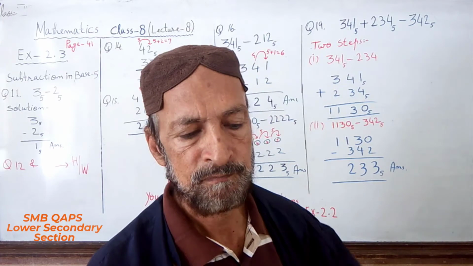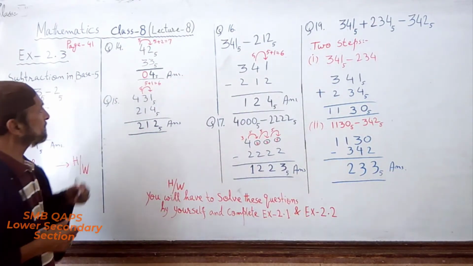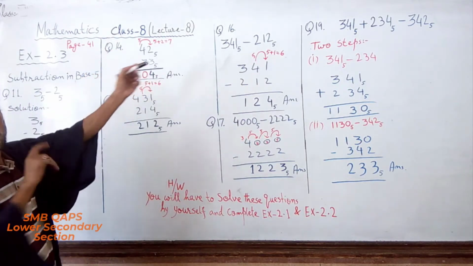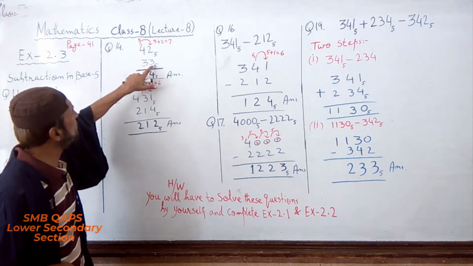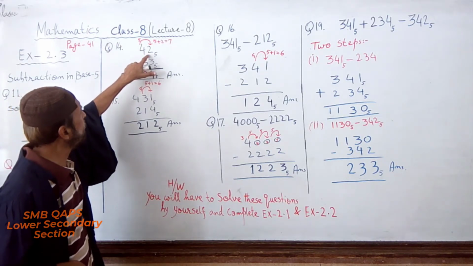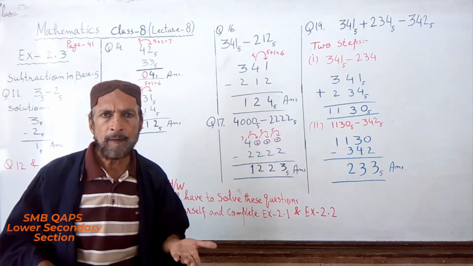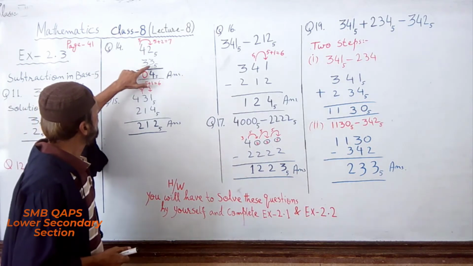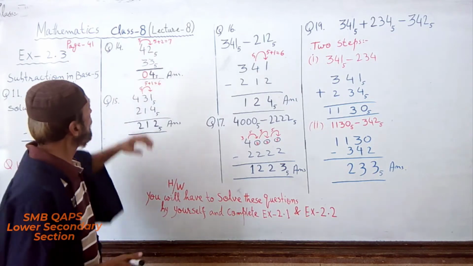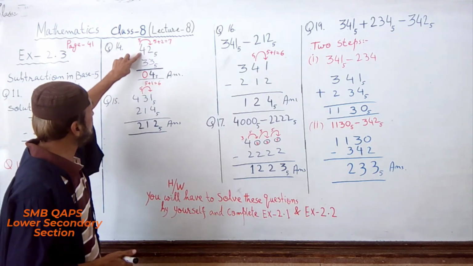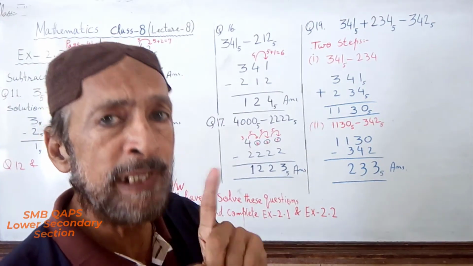How will we do it? First of all, we will subtract 3 from 2. We cannot do that. Why? Because 2 is small and 3 is big. So, take one carry from over here. What I am saying? Take one carry.